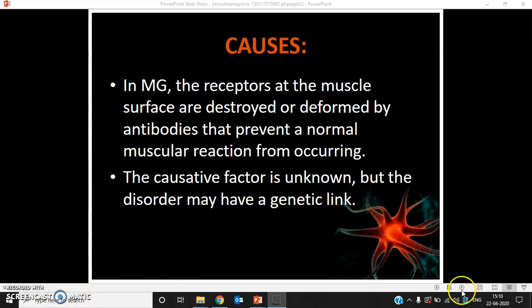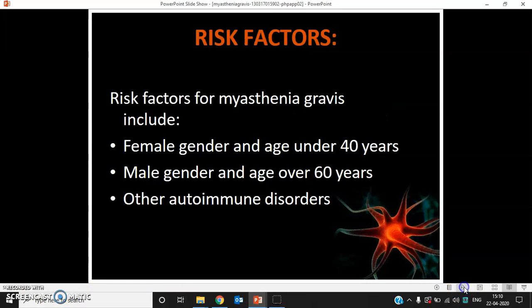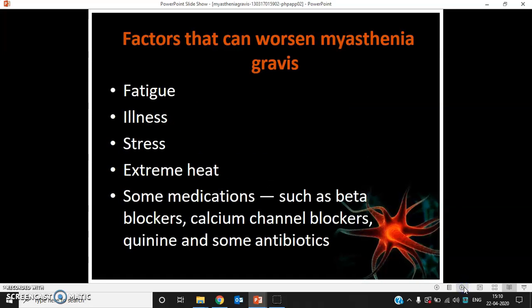Next, some of the main causes or risk factors. The risk factors include female gender under 40 years of age, male gender above 60 years of age, and the third one is that it is an autoimmune disorder.